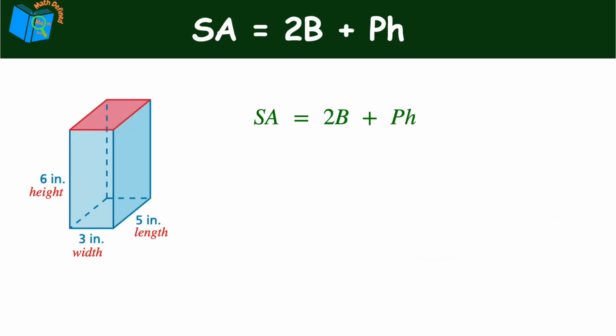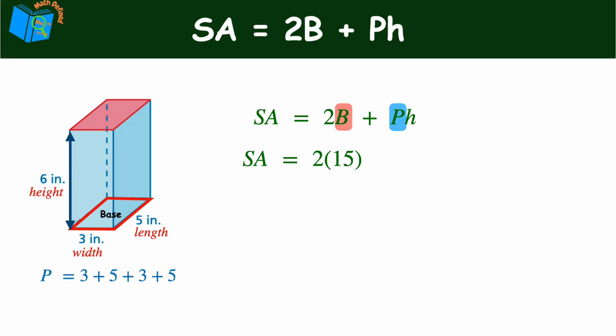Let's try the shortcut with the rectangular prism from earlier. We already know the length is 5 inches, the width is 3 inches, and the height of the prism is 6 inches. First we'll find B, the area of the base. The base is a rectangle, so we'll multiply length times width. 5 times 3 is 15. Next we'll find P, the perimeter of the base. The perimeter is the distance around the base. So the perimeter is 3 plus 5 plus 3 plus 5, or 16. And H, the height of the prism, is 6 inches.